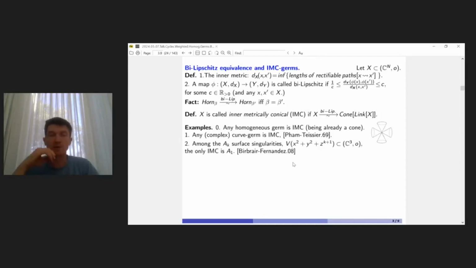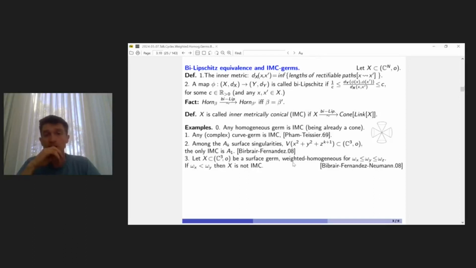Now, apparently people thought that many germs are inner metrically conical, but there was an explosion of results around 2008. Among A_k surface singularities, the only IMC is A_1. And if you consider surface singularities inside C^3 which are weighted homogeneous, and if the two lowest weights differ, then X is not inner metrically conical.